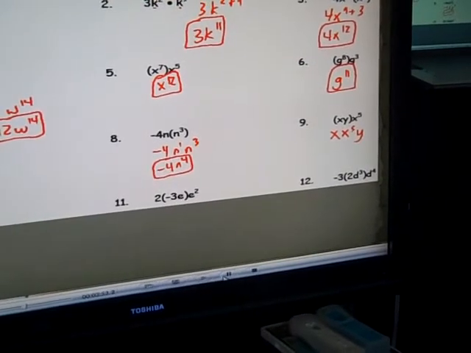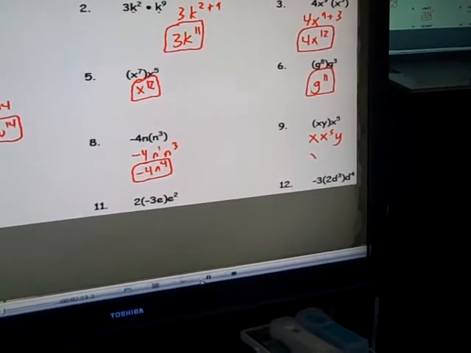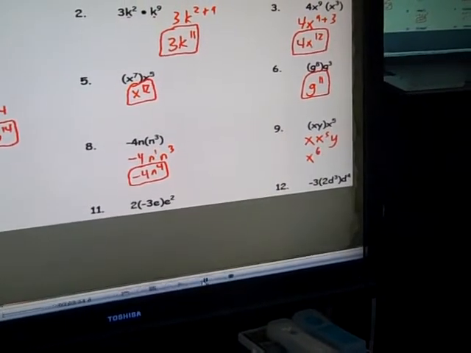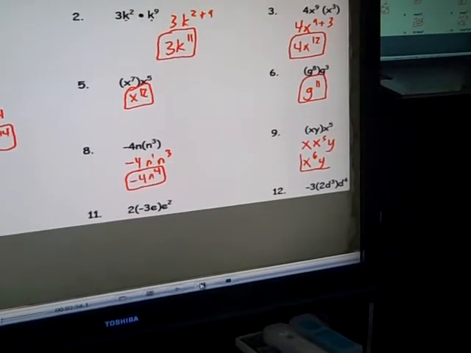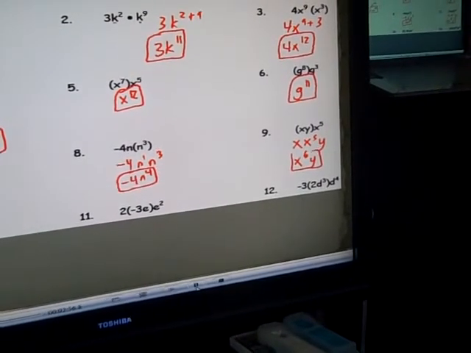Number 9. We're going to rewrite the x's next to each other so we can get the right exponent. X to the 1st times x to the 5th gives us x to the 6th, and the y is separate from the x's. There's only one y, and we just keep that one y.